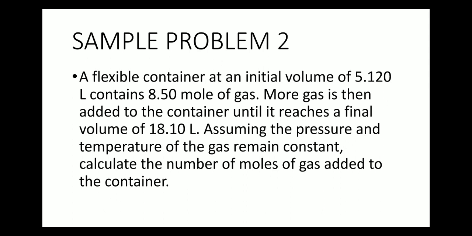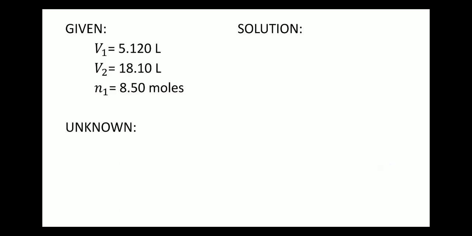Number 2. A flexible container at an initial volume of 5.120 liters contains 8.50 mole of gas. More gas is then added to the container until it reaches a final volume of 18.10 liters. Assuming the pressure and the temperature of the gas remain constant, calculate the number of moles of gas added to the container. So let's write the given. V1 is 5.120 liters, V2 is 18.10 liters, and N1 is 8.50 moles. Unknown is the N2 or the final amount of mole.